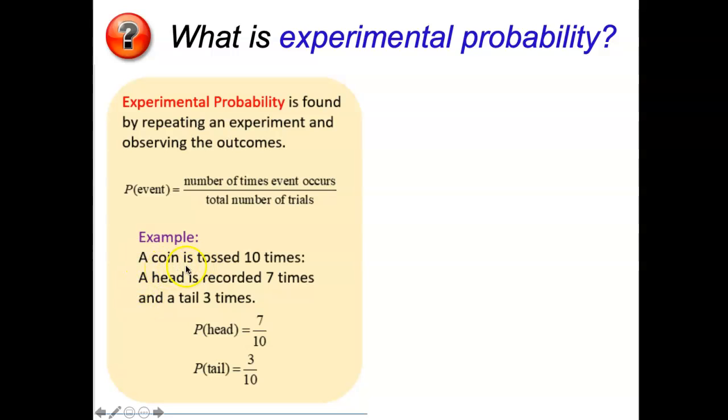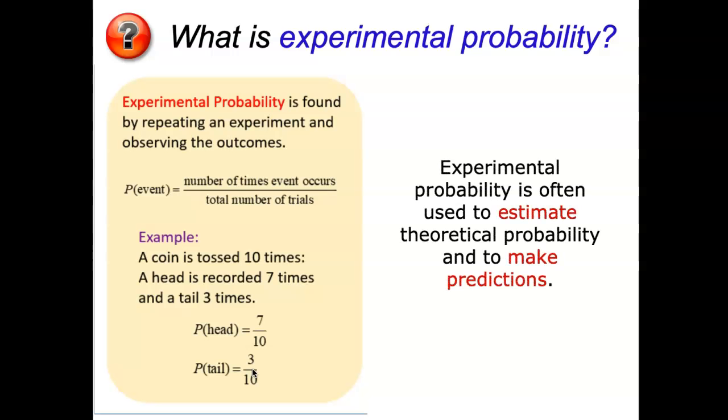Okay, so for example, you toss a coin 10 times, and during the tossing, the head came out 7 times and tails 3 times. So the experimental probability of getting a head is 7 out of 10, and the probability of getting a tail is 3 out of 10. So the probability here is the result of actually performing the tossing of the coin. The theoretical probability is our expected value. That is what we are expecting to happen, that they have an equal chance of happening.